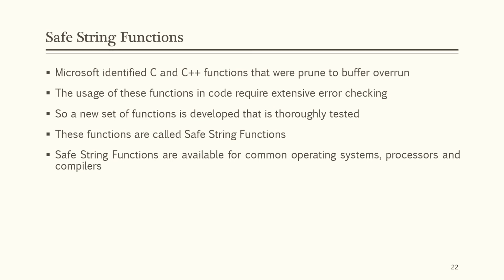Safe string functions. Microsoft identified C and C++ functions that were prone to buffer overrun. The usage of these functions in code requires extensive error checking. Actually, these functions required extra validation of the parameters passed to them to avoid buffer overrun. You have to check the size or length of the parameters passed to the function and then use these values. So, a new set of functions was developed that is thoroughly tested. These functions are called safe string functions. Safe string functions are available for common operating systems, processors, and compilers.